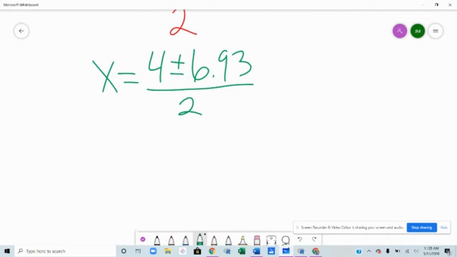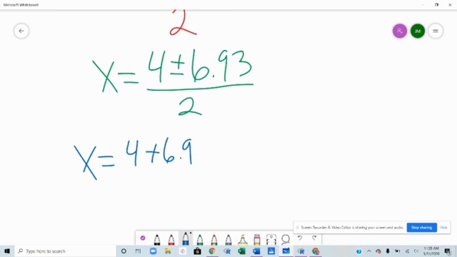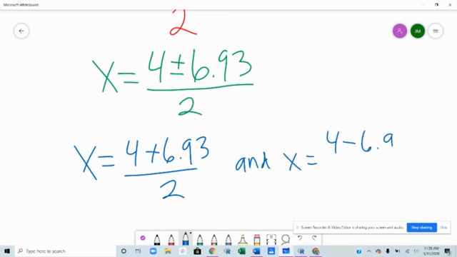Now in the next step, we're not going to do any simplifying. We're just going to take the fact that this has a plus or minus sign. So this is where your 2 answers come from. Remember, you're supposed to have 2 answers. So one time it says 4 plus 6.93 divided by 2. And the other one says 4 minus 6.93 all divided by 2.